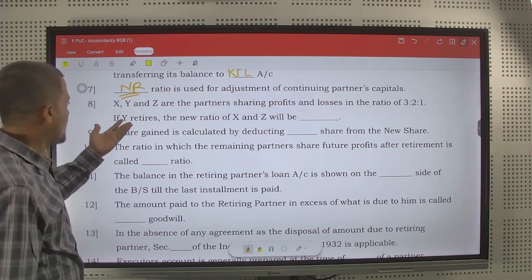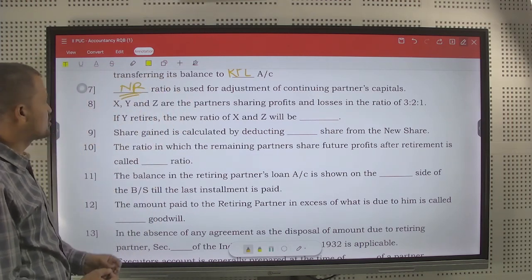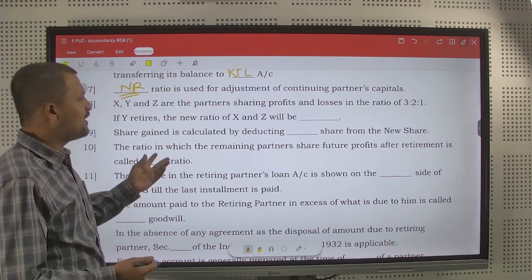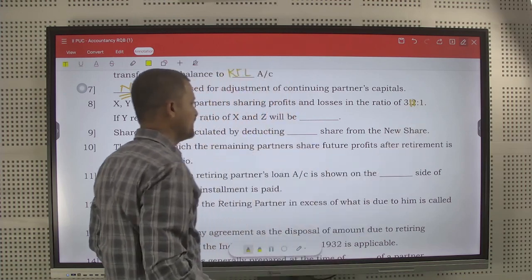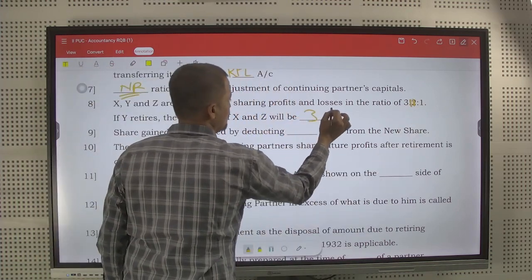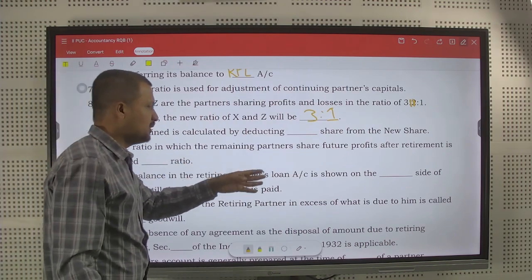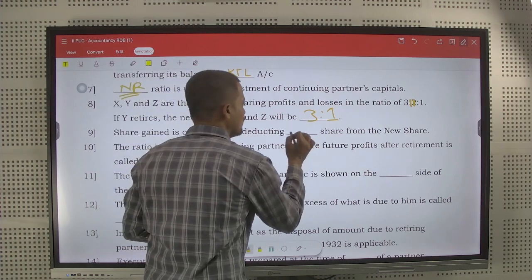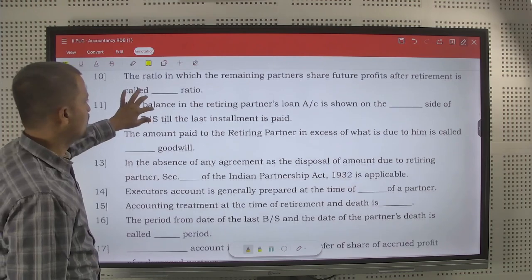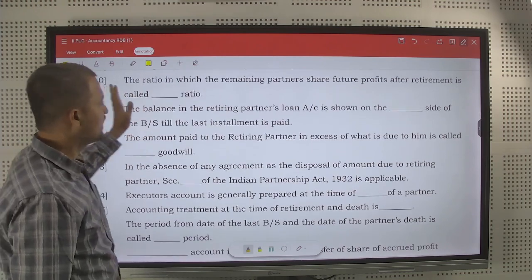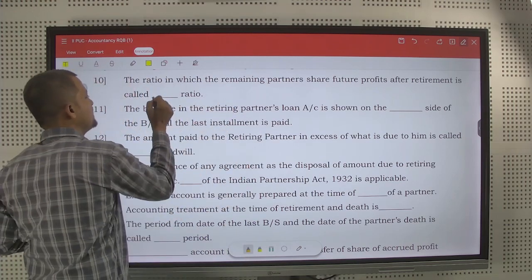X, Y and Z are the partners sharing profits and losses in the ratio of 3:2:1. If Y retires, who is Y? This one, the middle one. So if he retires, the ratio will be 3:1. Very simple question. Share gain is calculated by deducting old ratio from new ratio. Very simple. The ratio in which remaining partners share the future profits will be the new ratio.